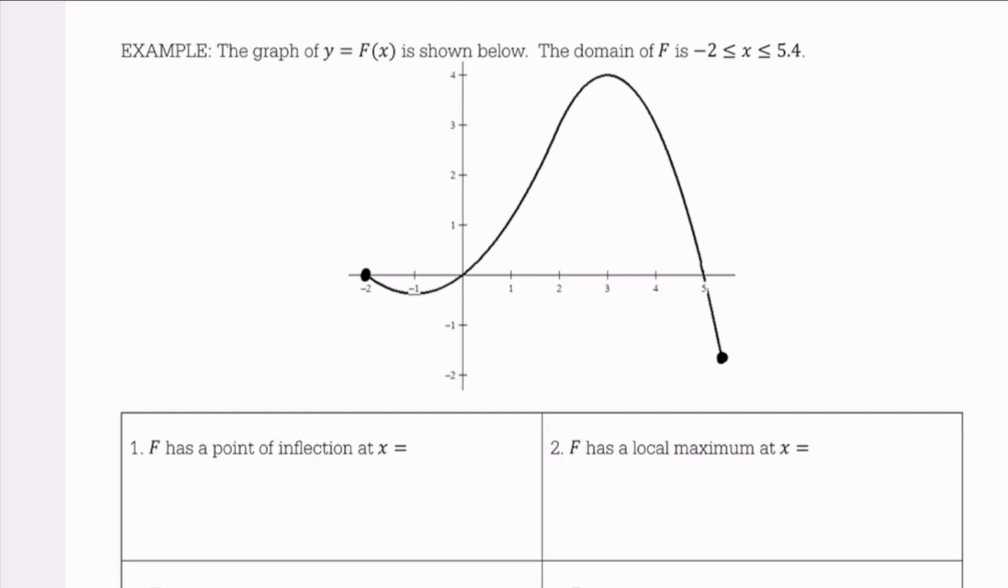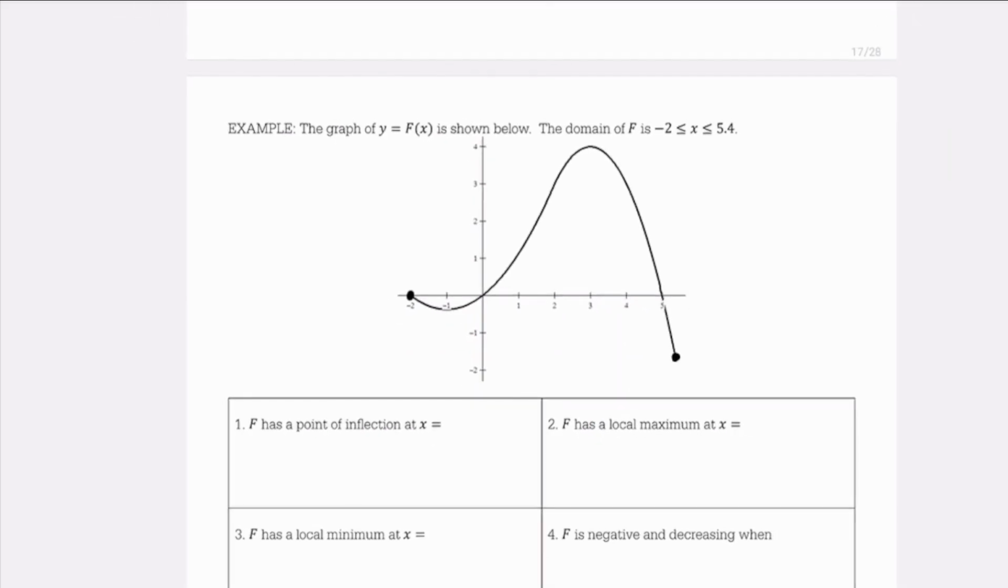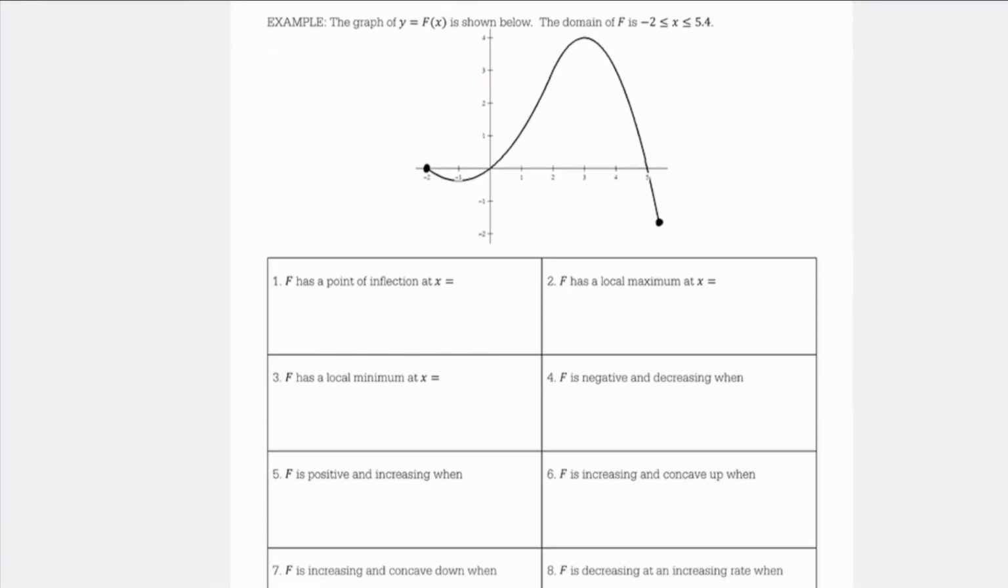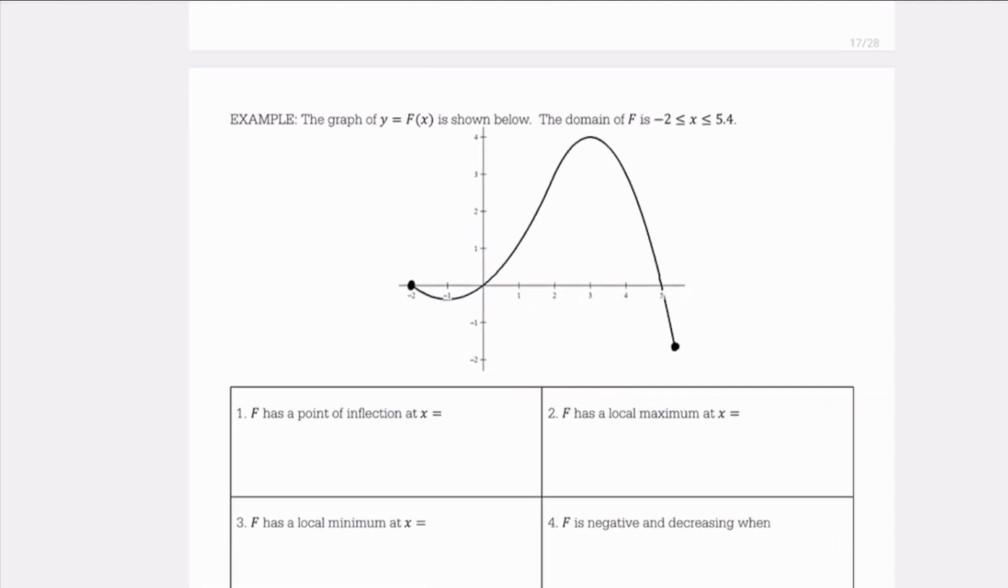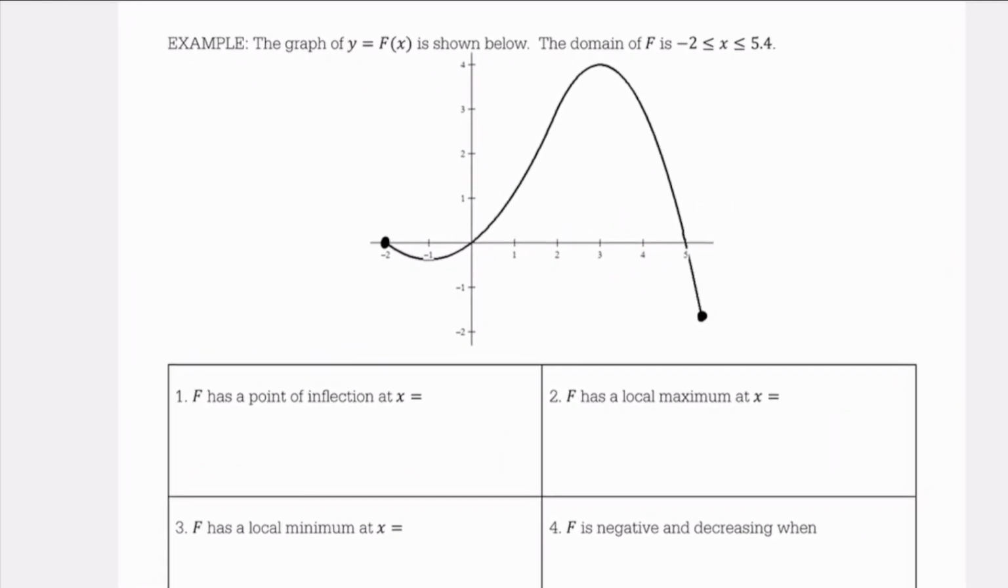All right, I do like this one though. I like this one for your chance to try this on your own. So let's just do these first 4, because then we're going to start to combine some stuff here. Try to figure out where the point of inflection, local maximum, and local minimum are, and find any intervals on which f is both negative and decreasing. And do that with video pause because I'm just going to flash in the answers here in a second.